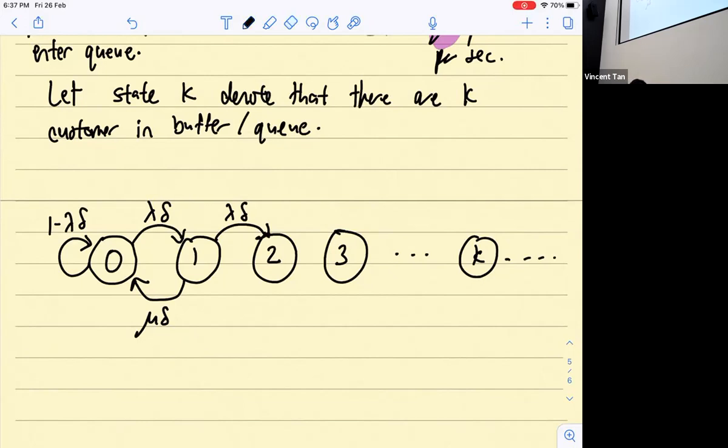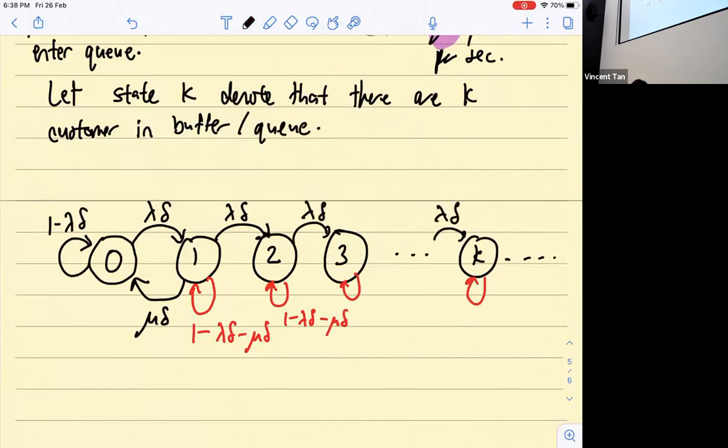So we have that this is 1 minus lambda delta minus mu delta. And all these are the same. Okay? By symmetry, we always increase with probability lambda delta and decrease with probability mu delta. And we have countably infinitely many states. So this is an instance of a Markov chain, which we'll study next time.